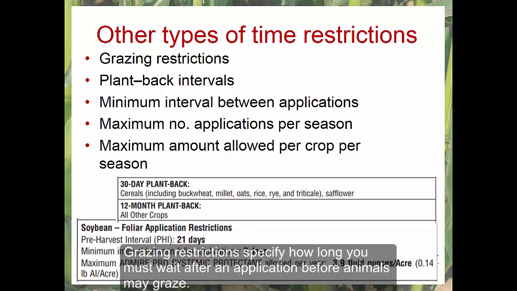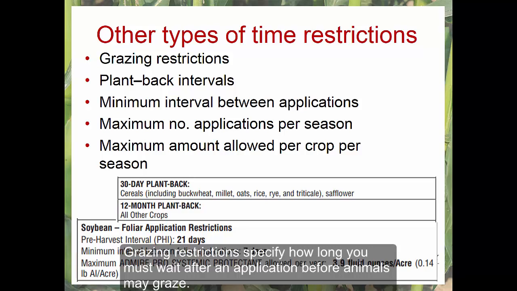There are other types of restrictions that you may find in the directions for use section as listed here. For example, grazing restrictions, plant back intervals. Plant back intervals are how long you have to wait after a pesticide application before you can replant. So about in the middle of the slide I have an example there. And it can vary depending upon the crop.